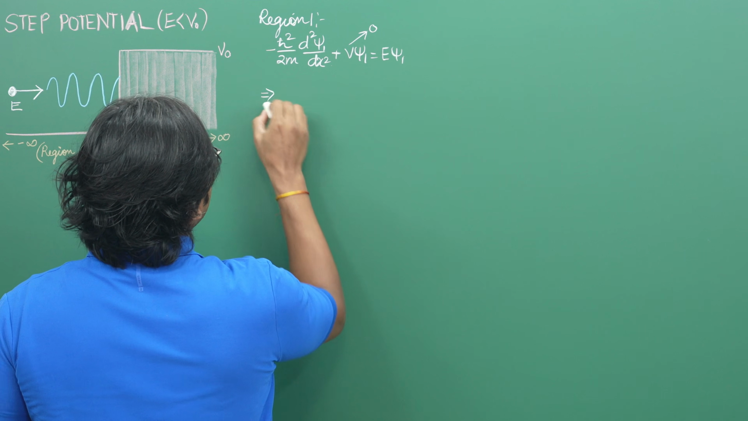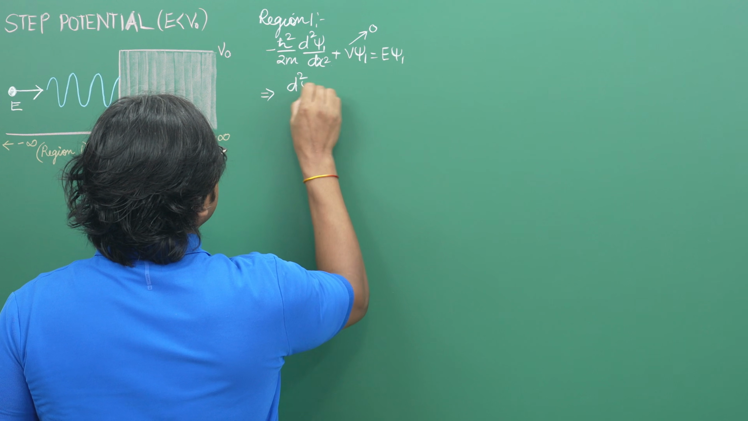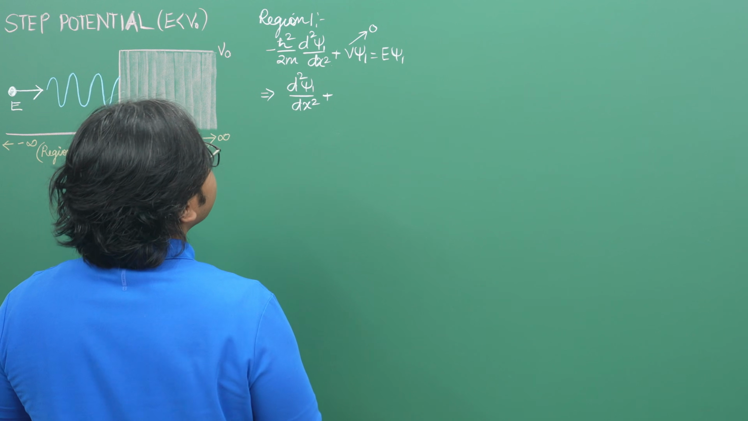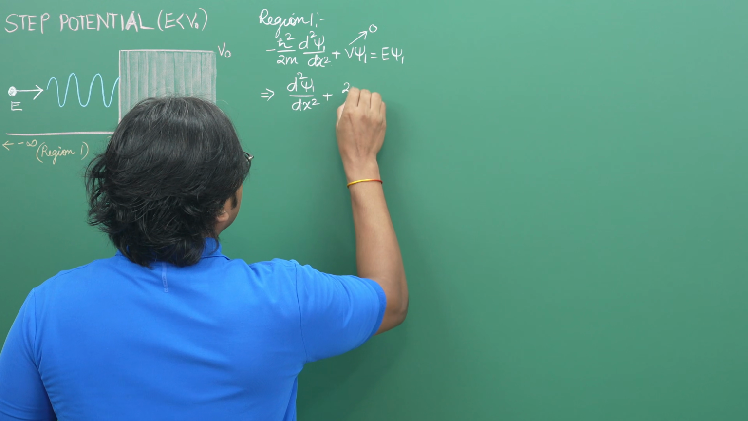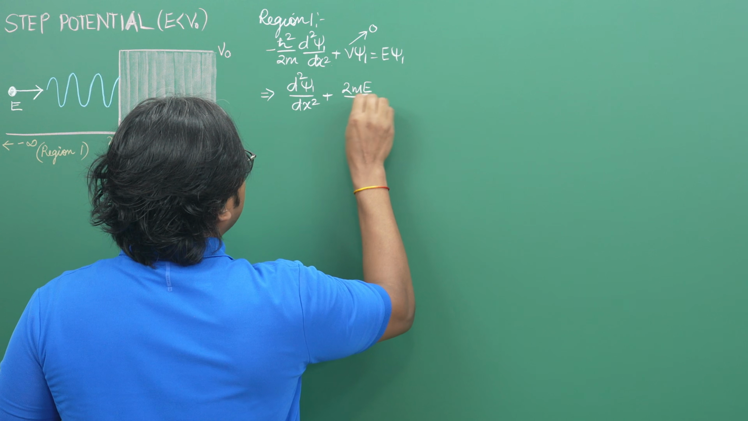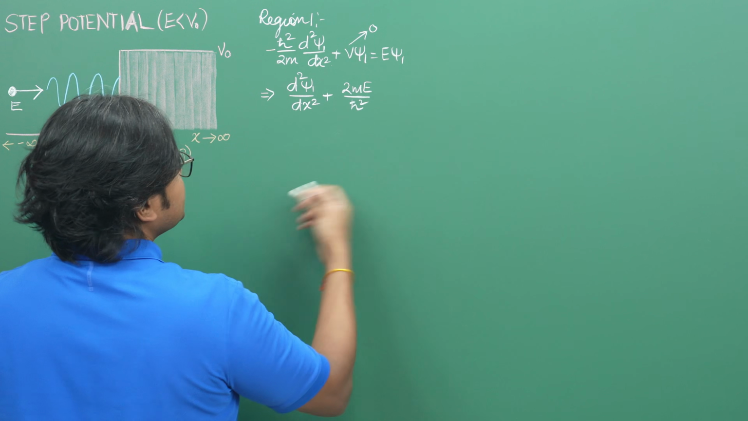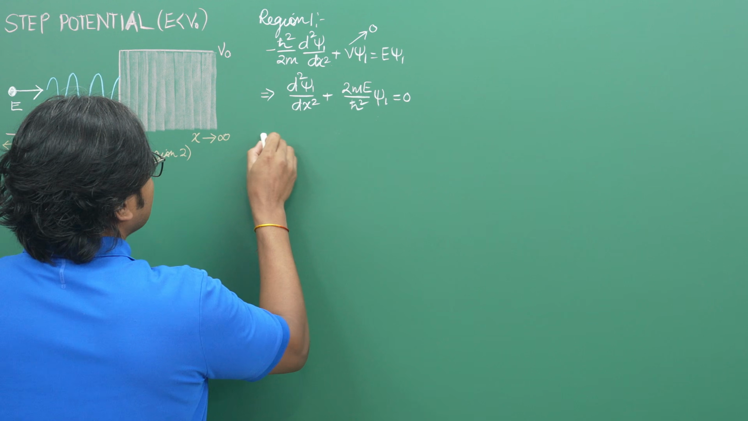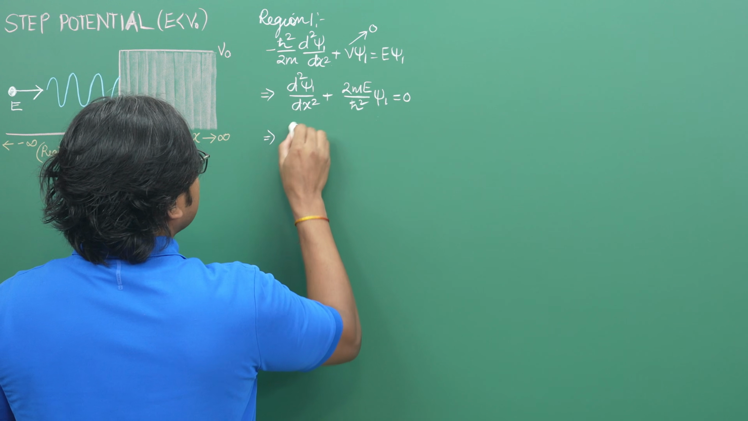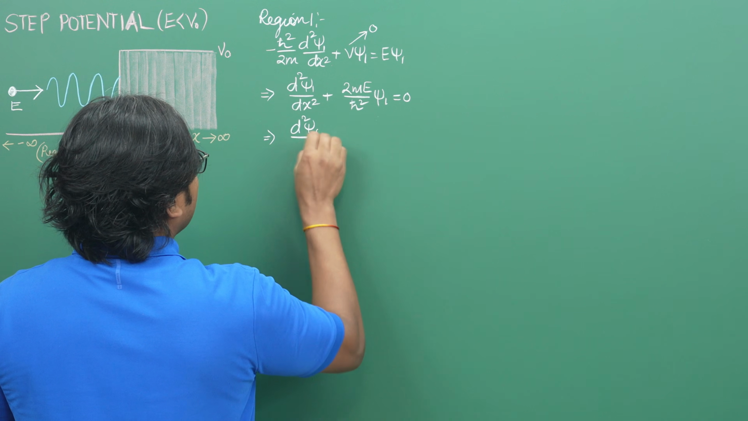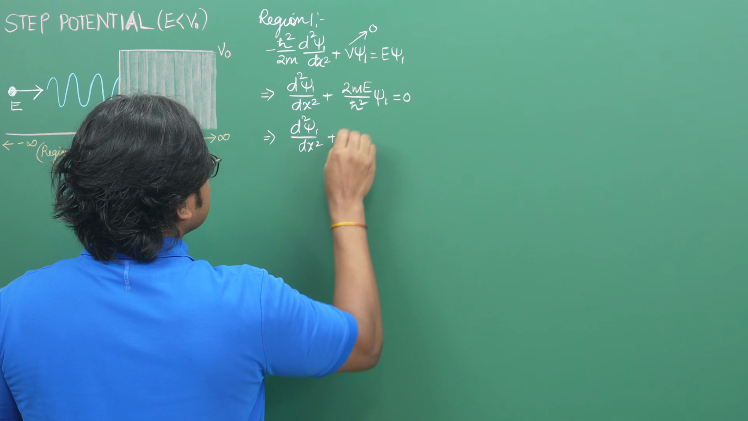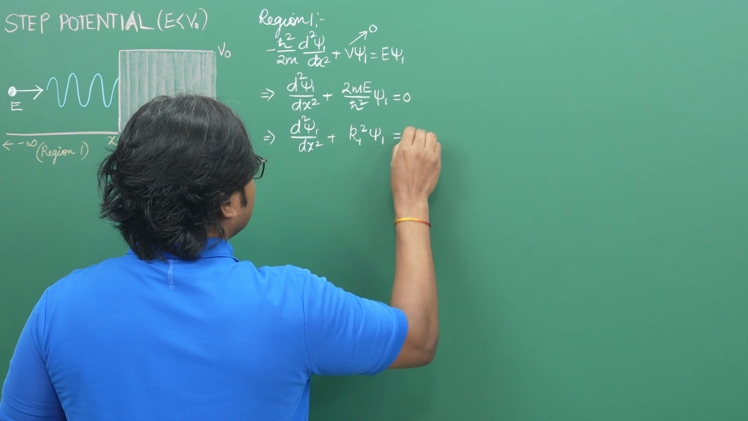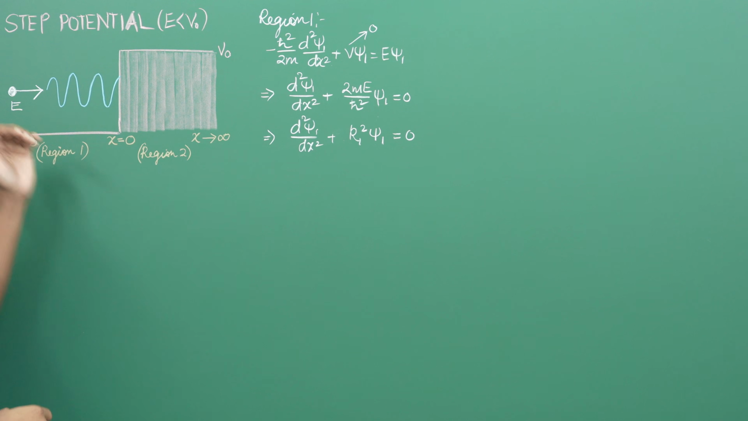This equation simply ends up becoming d2 psi 1 upon dx2 plus 2m capital E upon h cross square, E being the energy, m mass, h cross is the Planck constant, psi 1 is equal to 0. Alright, so here I can assume this as a constant, d2 psi 1 upon dx2 plus a constant k1 square psi 1 equals 0, where k1 is essentially the wave number associated with this incident particle's wave-like motion.